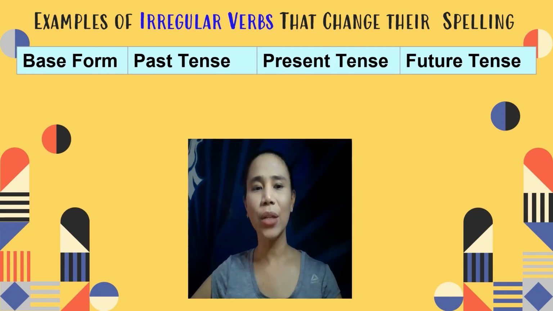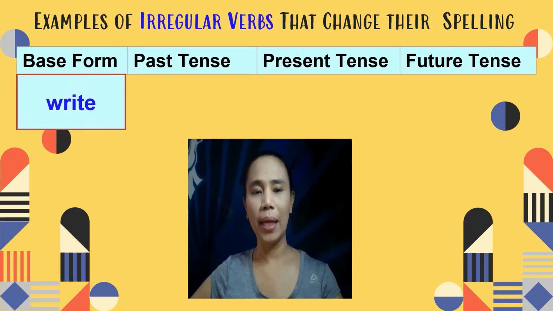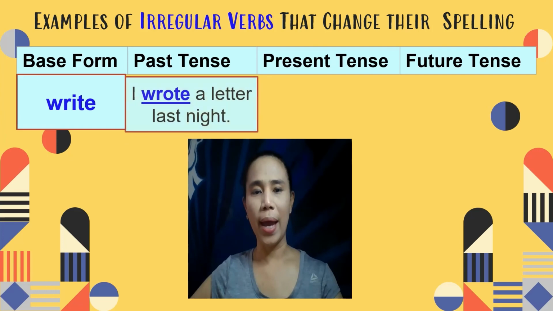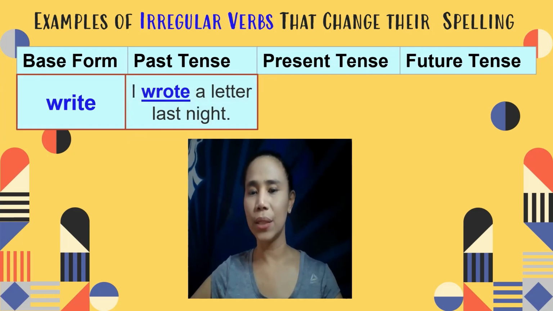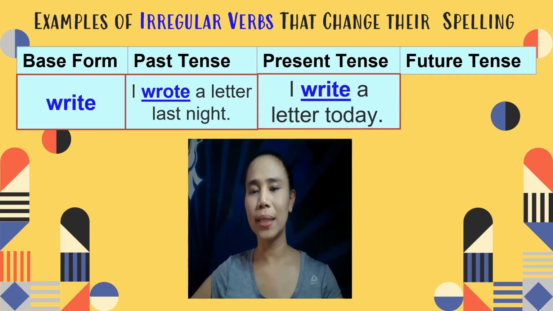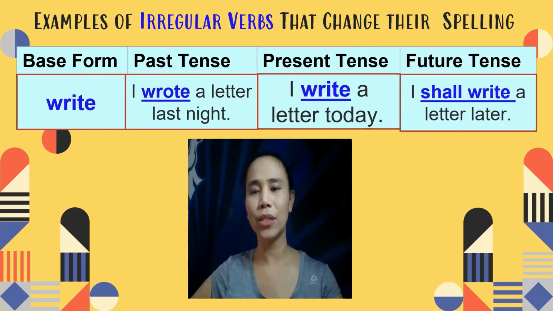On the other hand, we also have irregular verbs that change their spelling. So let's take a look at some of them. We can have write. The past tense of write is wrote. So we can say I wrote a letter last night. In the present tense, we can say I write a letter today. And in the future, we can just add shall or will. So we can say I shall write a letter later, or I will write a letter later. Okay? So that is one example of an irregular verb that changes its spelling.